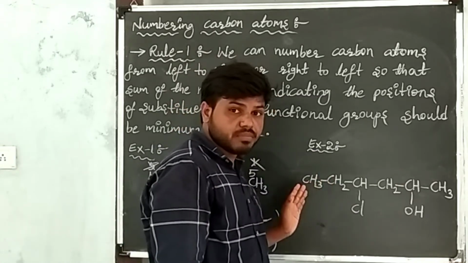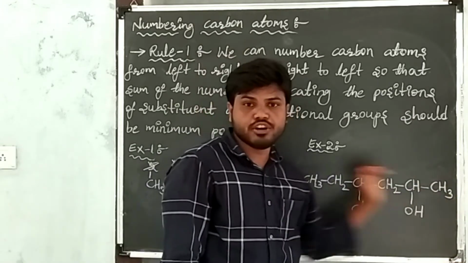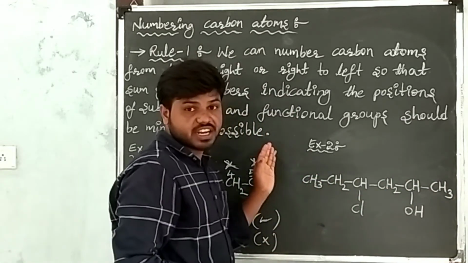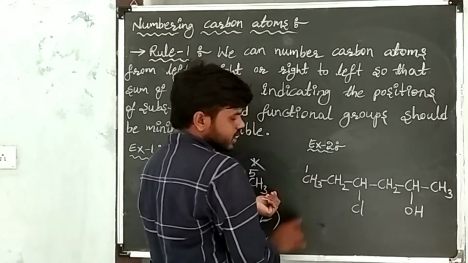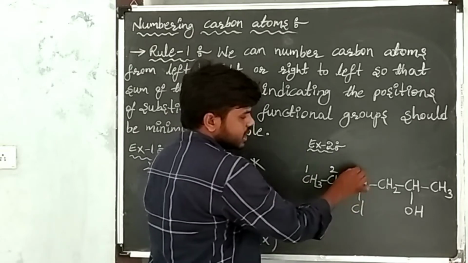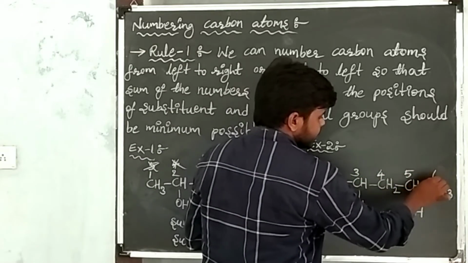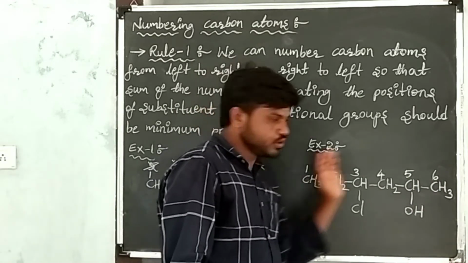We can give numbers to the carbon atoms from left to right or right to left. Here also I am taking two cases. First case, I am taking left to right. I am giving numbers to the carbon atoms from left to right. This is first carbon, second carbon, third carbon, fourth carbon, fifth carbon, sixth carbon.